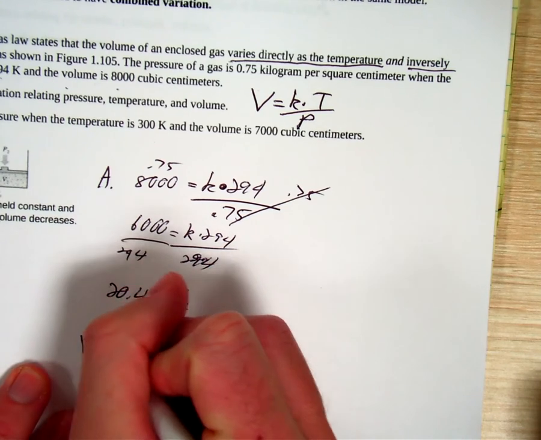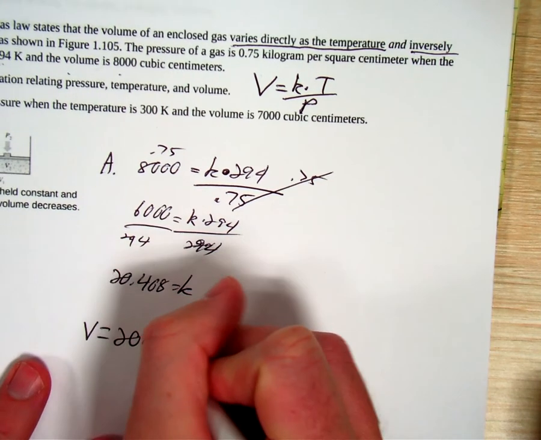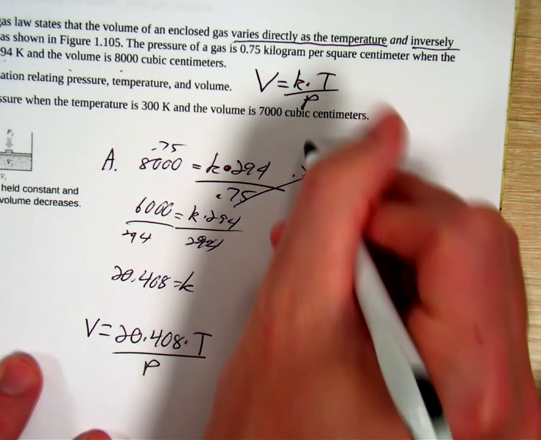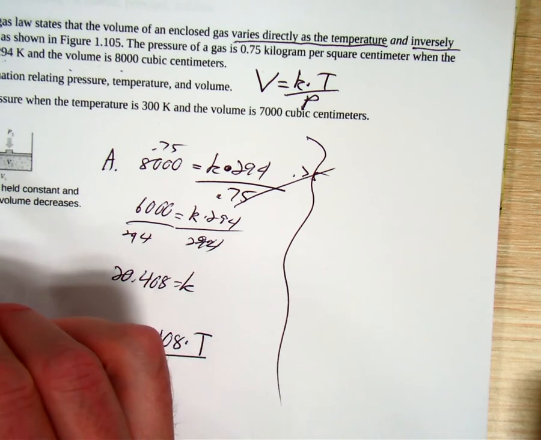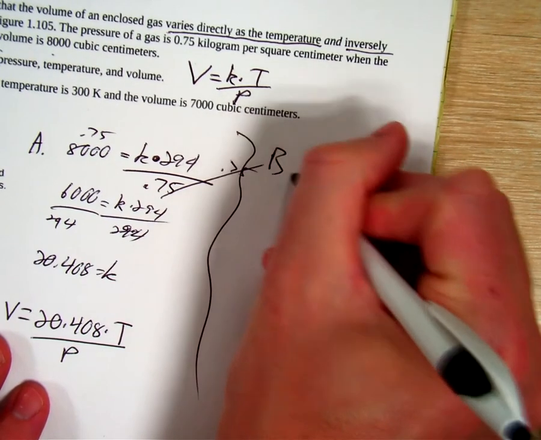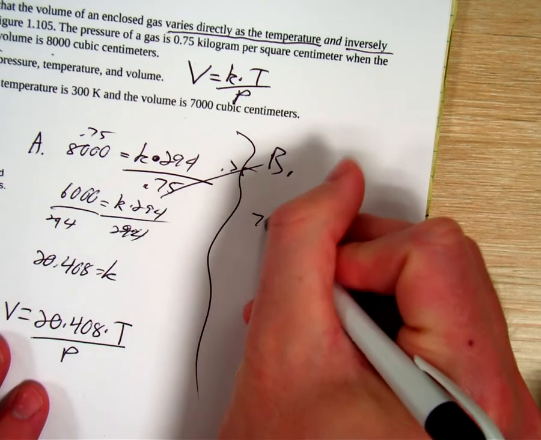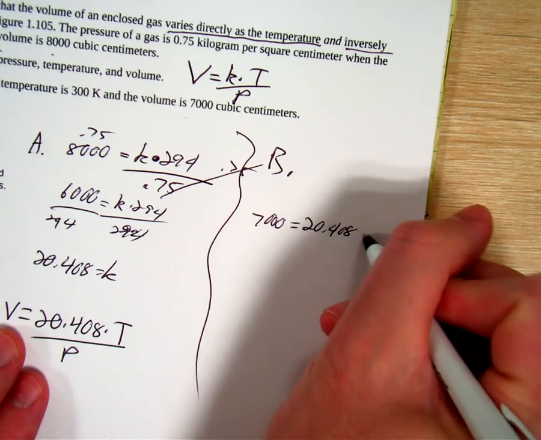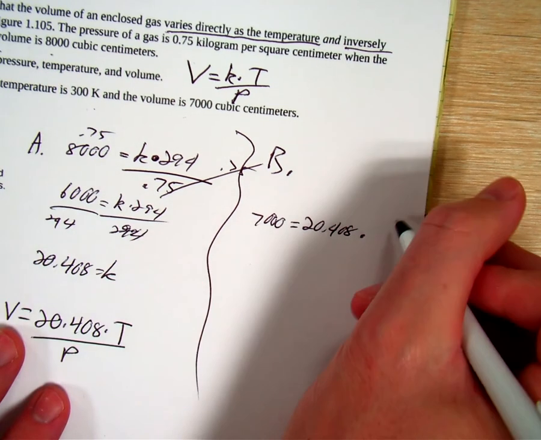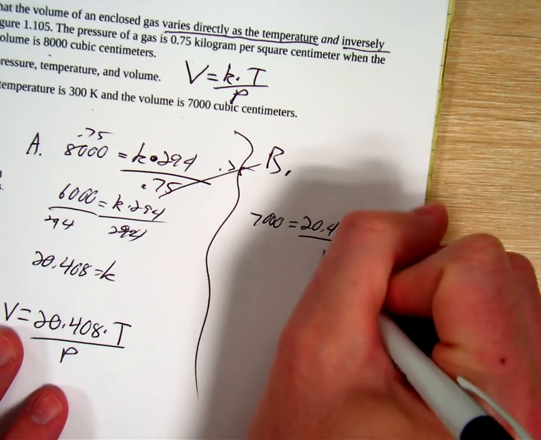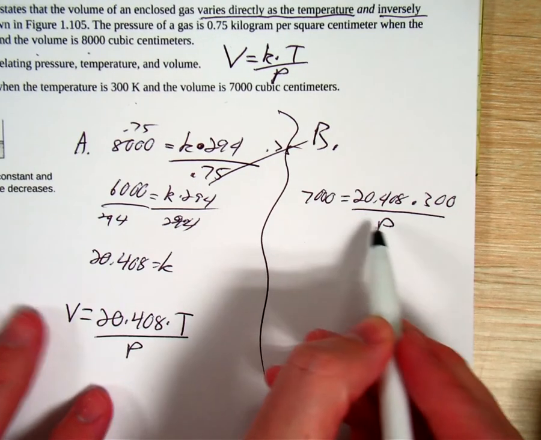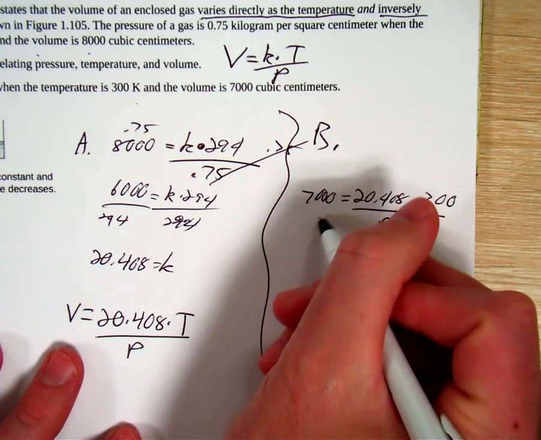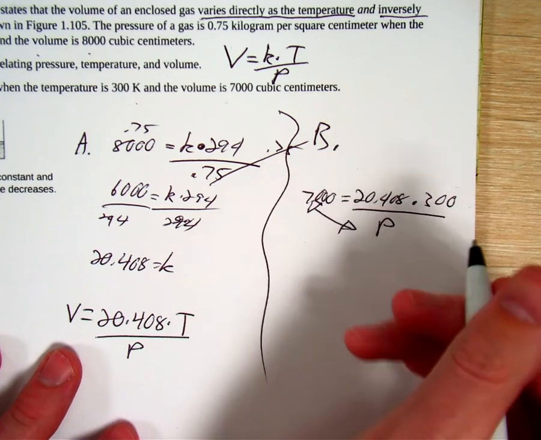So here's our equation. V equals 20.408 times T over P. All right, now we can find P. Ooh, they're not asking us for volume. They're going to give us volume. 7,000 equals 20.408 times, they gave us temperature, 300. We have to solve for P. All right, so this isn't all that bad. You could multiply both sides by P, divide both sides by 7,000. What's going to happen is these two are going to switch spots.